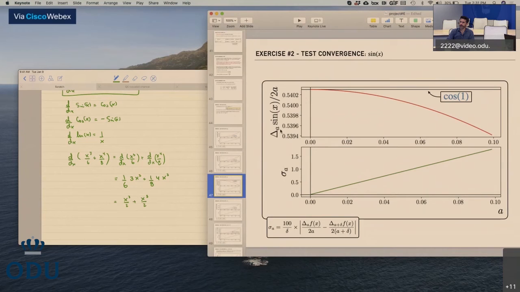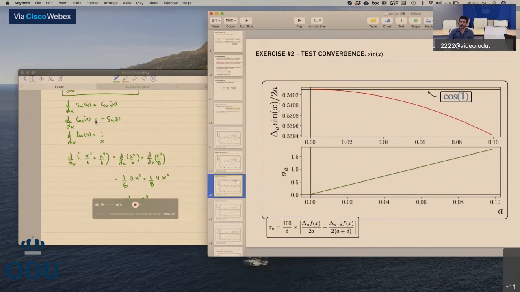Okay, so here's the sine. Same thing. The derivative of sine, you see, is approaching this number, which is equal to cosine of 1, which is what we expected, right? The derivative of sine is equal to cosine. Good.